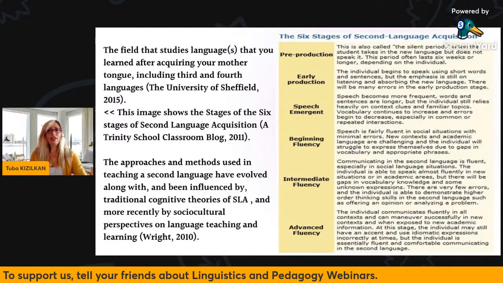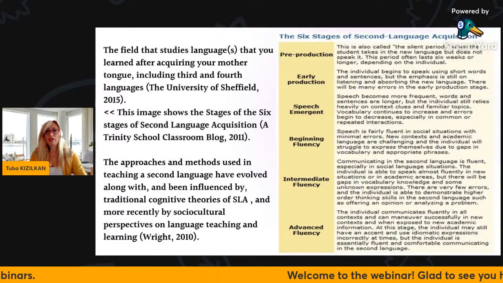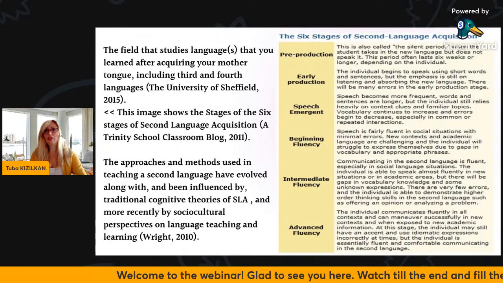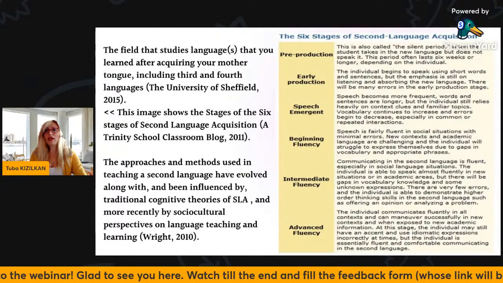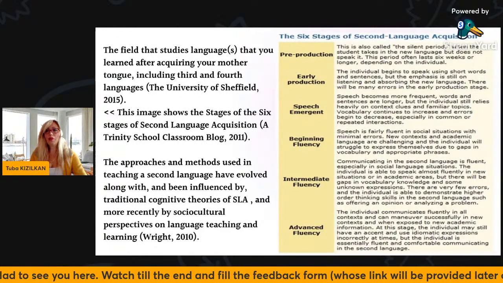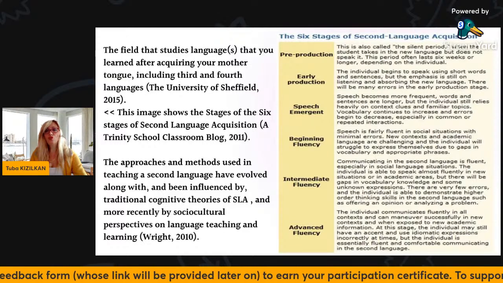And the next stage is called beginning fluency, and the learner is fairly fluent in social situations, and the errors become even less. New contexts and academic knowledge are still challenging for the learner in this stage, and the individual will struggle to express themselves due to gaps in vocabulary and appropriate phrases. So he or she still needs some time to use the appropriate language.